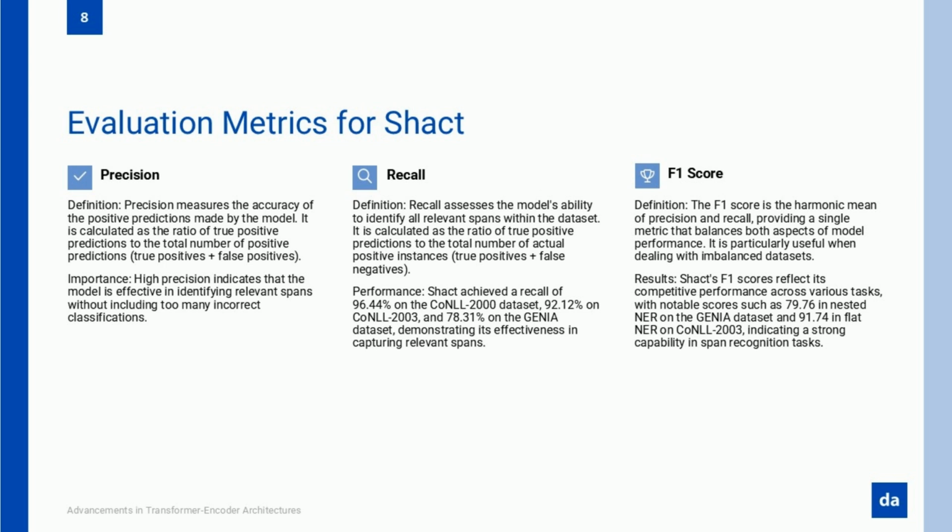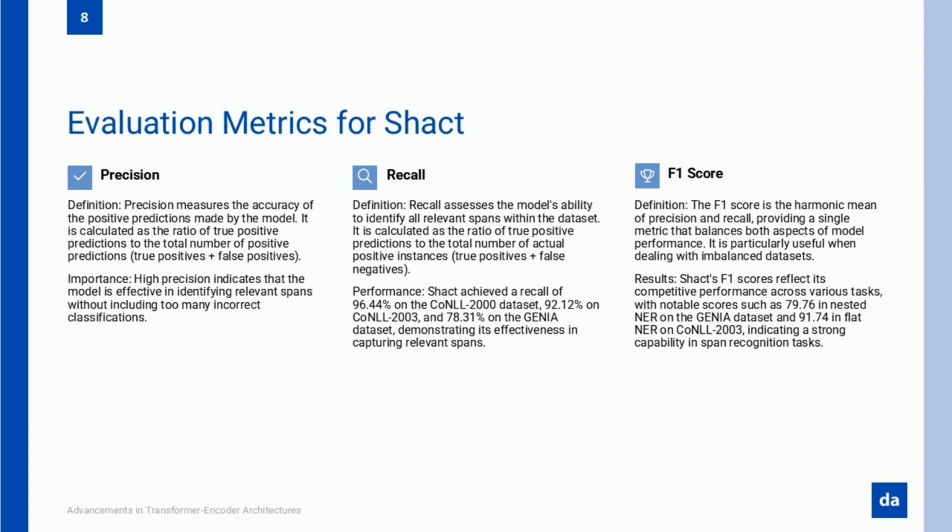At the heart of it all were three key measures: precision, recall, and the F1 score. Let's start with precision. Precision measures how accurate the model is in its predictions. In simpler terms, it asks, of all the spans the model identified, how many were actually correct? High precision means the model is effective at recognizing the right spans without misclassifying irrelevant ones. The researcher saw precision as a measure of the model's ability to stay focused, to pinpoint the true meaning in a sea of potential interpretations. But precision alone wasn't enough.